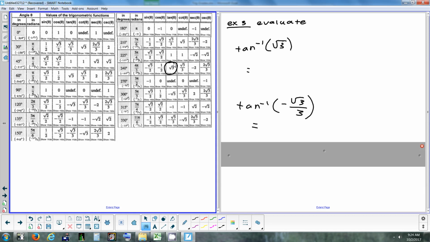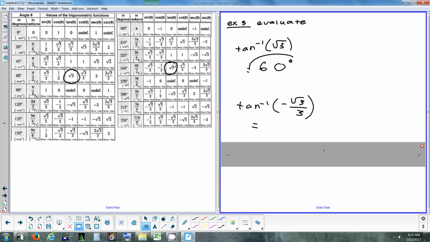So there's got to be another place where we would find root 3 that would be between negative 90 and 90. Connor, do you see the other place where we have root 3 in the tangent column? It's in 60. Yep. Would you go with the 60 or the negative 300? 60, good. So that's that one.